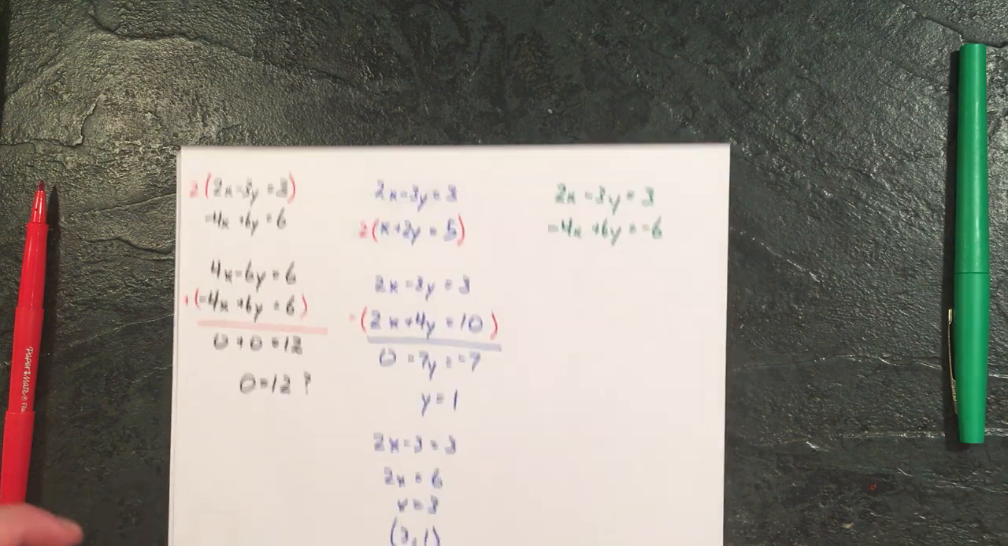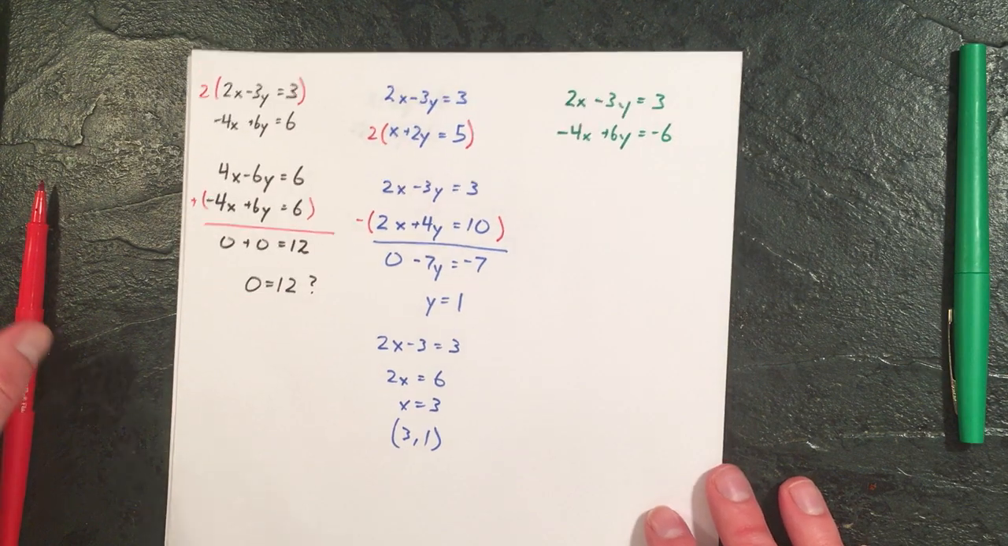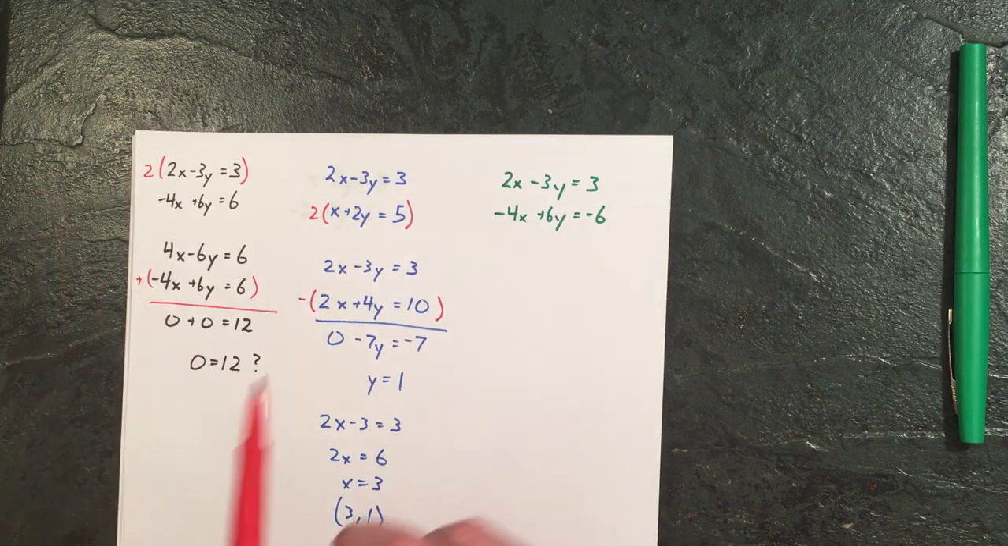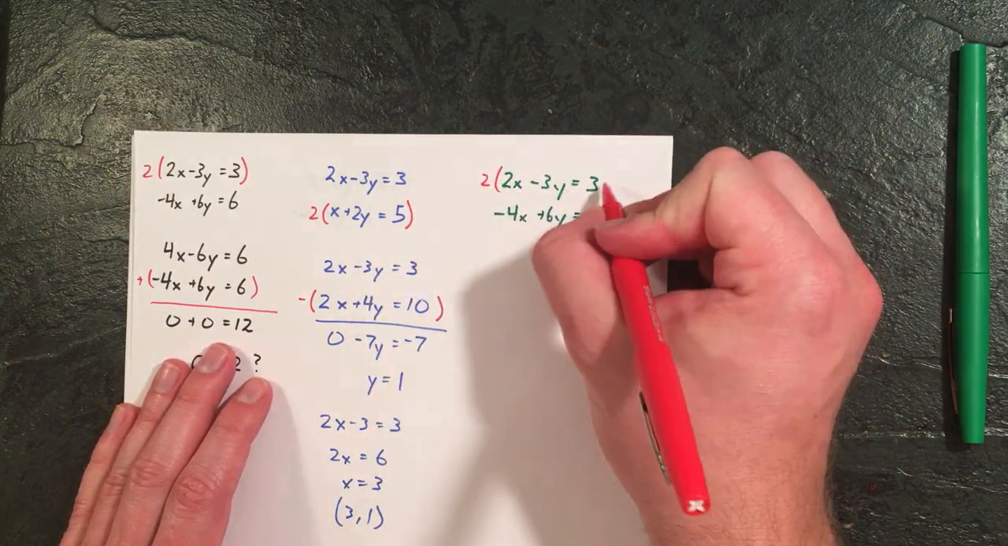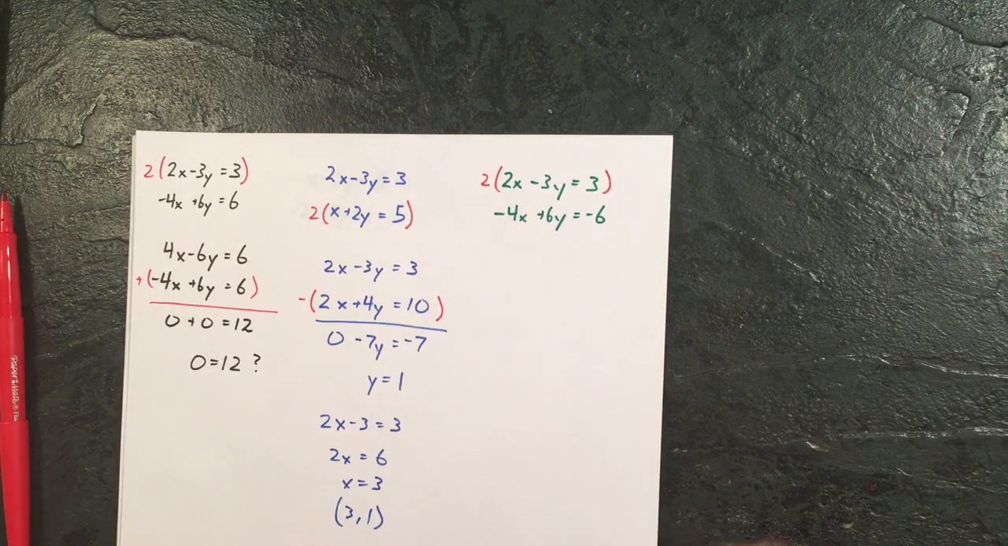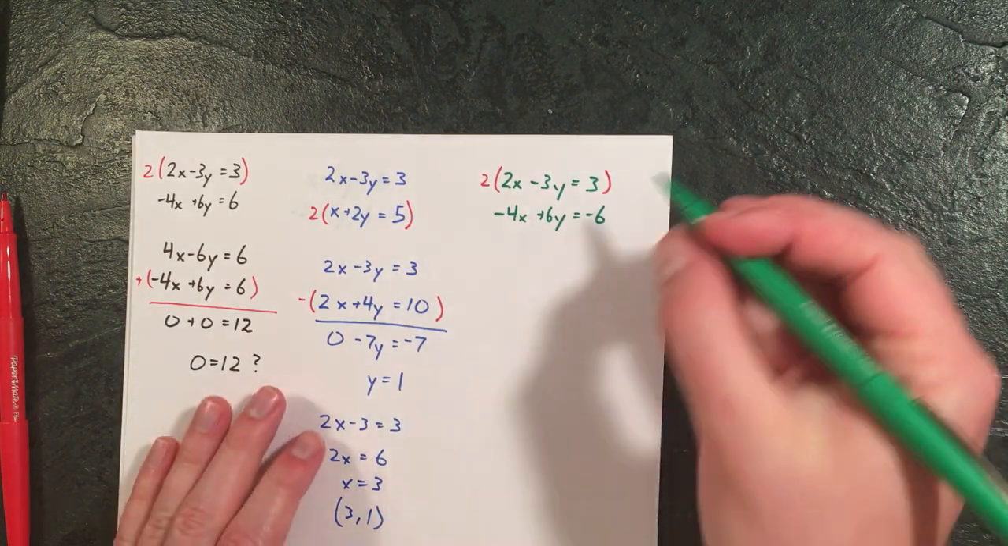And then finally, on to the green one. Yet again, it looks pretty close to that first one we did. If we multiply the top equation by 2.